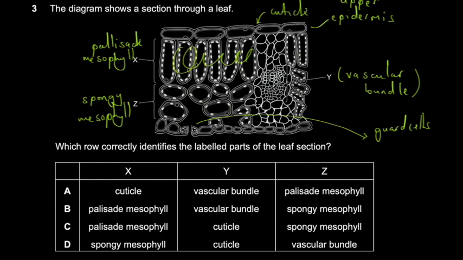So X here is palisade, so it's either this or this. Here we're going to cancel this, cancel this, and then Y. This is how you do it, by the way, first way. You just identify one, it's palisade, so good.